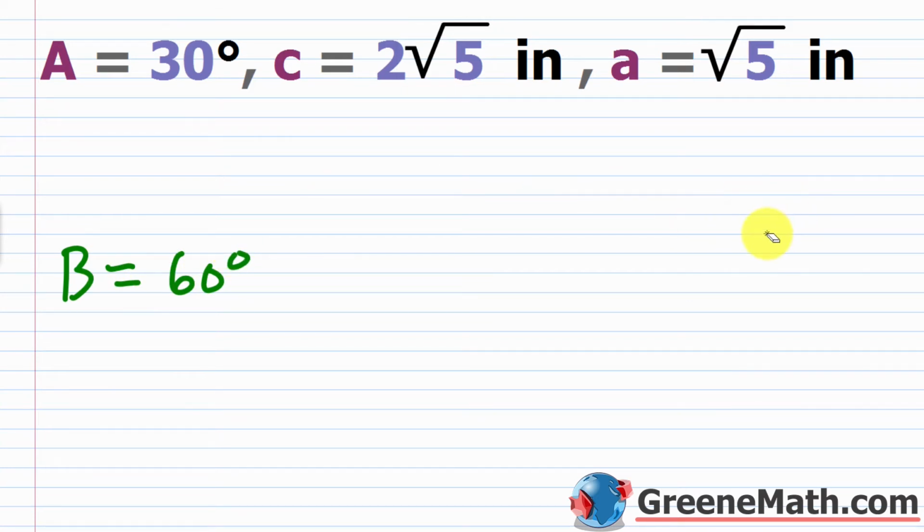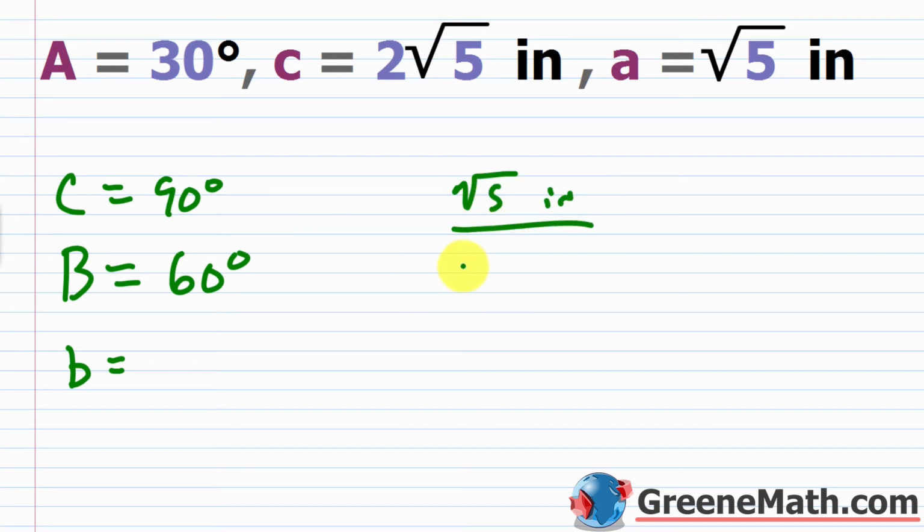Now, how do I find this lowercase b? How do I find this guy right here? And let me write in here that C is 90 degrees so we can solve this completely. Well, lowercase b is going to be found using, again, the law of sines. So in this case, I'll go square root of 5 inches over the sine of 30 degrees. So I just did A over the sine of A is equal to B, which is unknown, over the sine of B, so the sine of 60 degrees. We know the sine of 60 degrees is square root of 3 over 2, right? So let me put this in here as square root of 3 over 2. And we know the sine of 30 degrees is a half, okay? So this is a half.